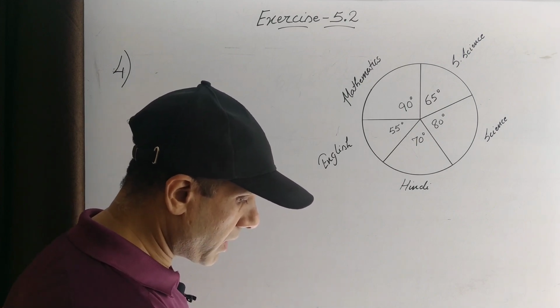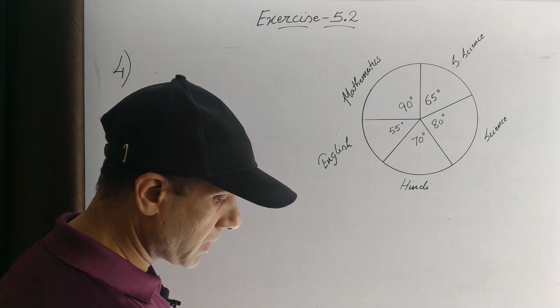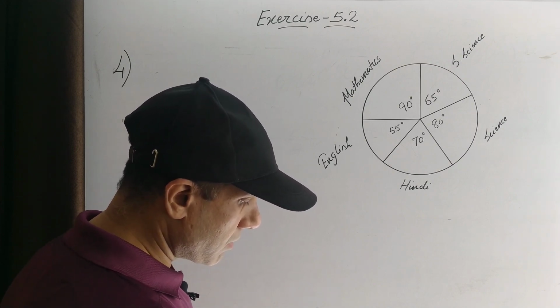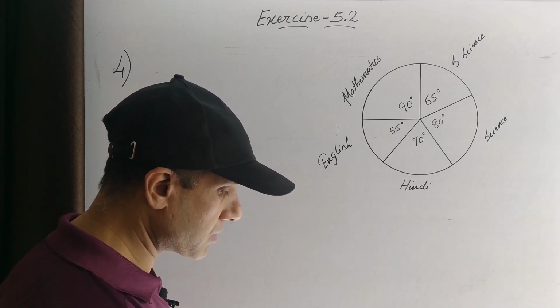The adjoining pie chart gives the marks scored in the examination by a student in Hindi, English, Mathematics, Social Science and Science. If the total marks obtained by the student was 540, answer the following questions. Number 1. In which subject did the student score 105 marks?